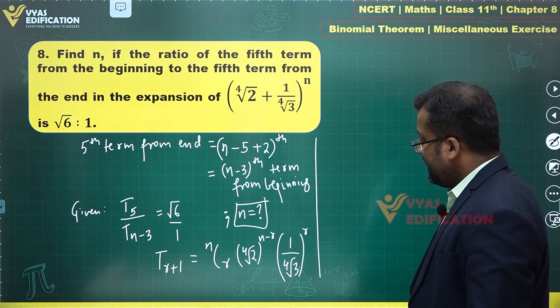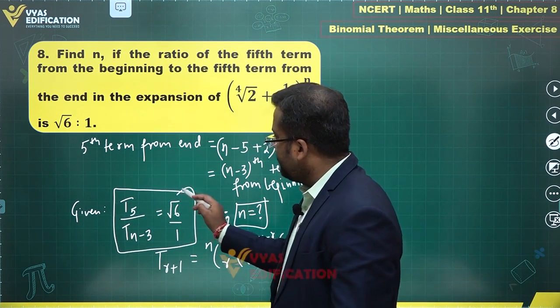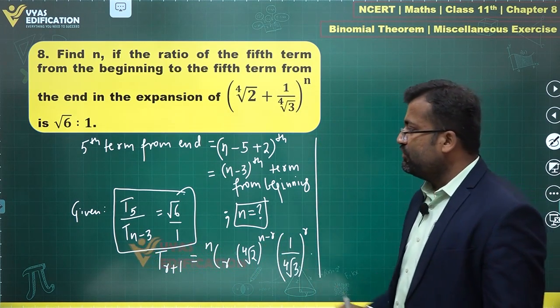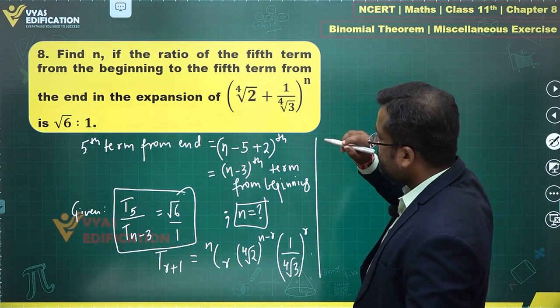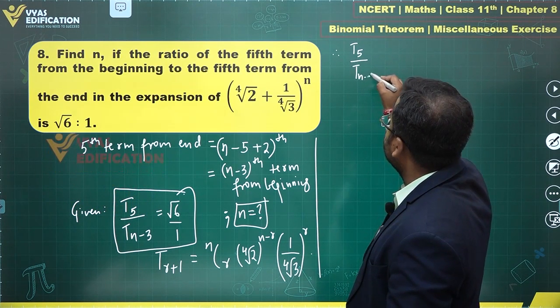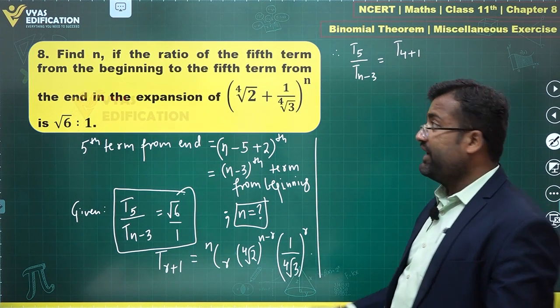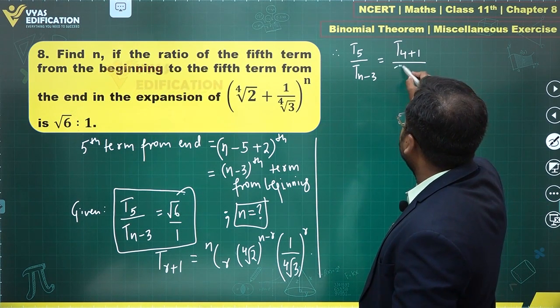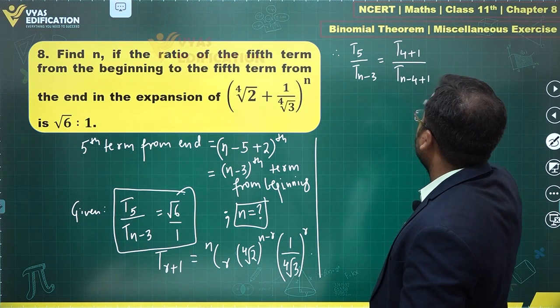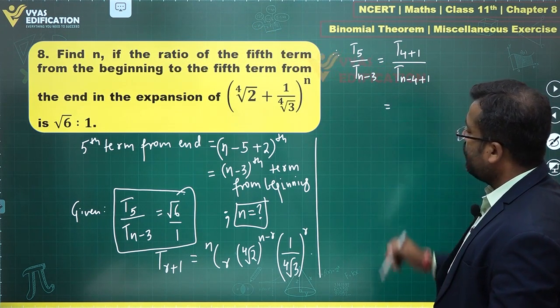Since you have written the general term and you also have this expression, let's begin from here and substitute the general terms. So what you observe is, therefore, T5 over Tn minus 3 can be written as T4 plus 1. Tr plus 1 is what we are interested in, and this is Tn minus 4 plus 1, where r is equal to n minus 4. This ratio will be equal to what?